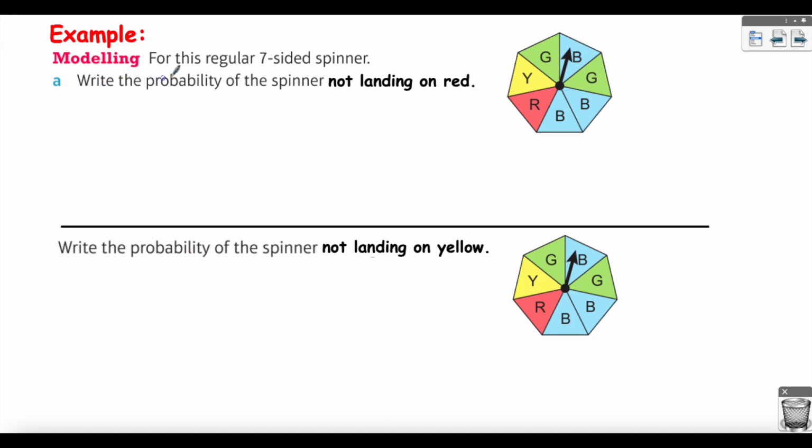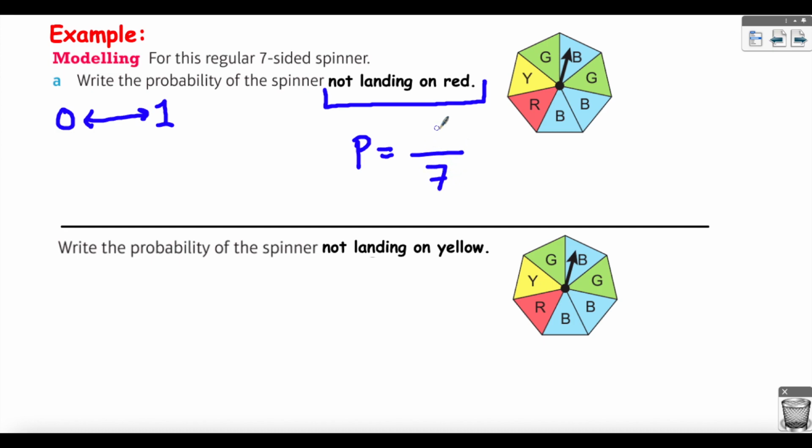Okay, so write the probability of the spinner not landing on a red. There's a couple ways we could do this, but first of all, let's just break this phrase down: not landing on a red. We know that probability is on a scale from 0 to 1, right? So if I were to list all the possible outcomes, we know there's 7 of them. So the probability of this event occurring will be out of 7. But the question is, what goes in the numerator?